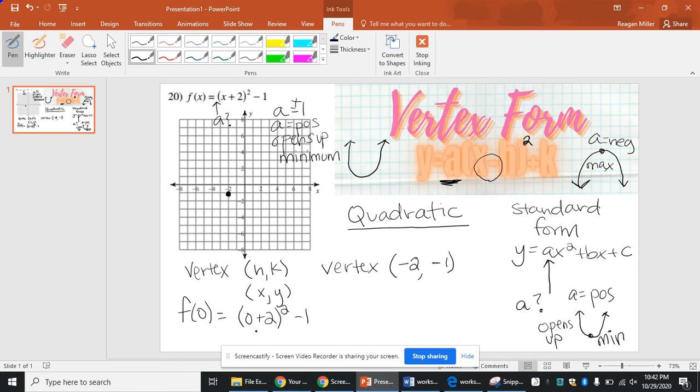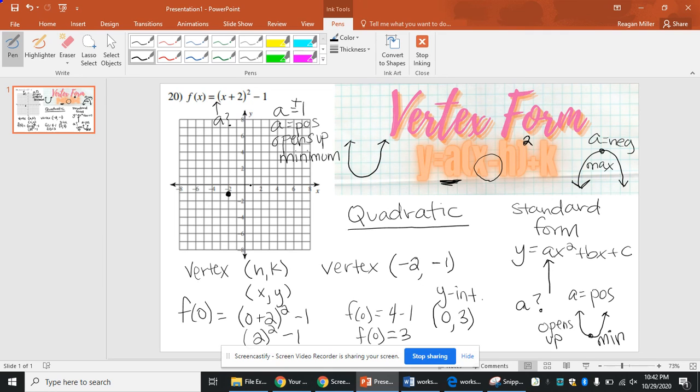So 0 plus 2 is 2. So we still have 2 squared minus 1. So 2 squared is 4 minus 1. So f of 0 is 3. So that means when our x value is 0, our y value is 3. And that's going to be our y-intercept. So that's how you do that. You just plug in 0 for x. So that part's a little bit more complicated, just slightly, than what we had previously been doing. So I know that my y-intercept is going to be 0, 3.